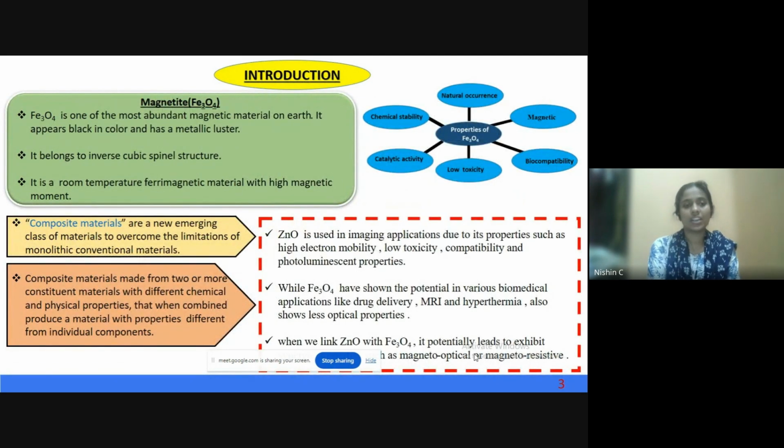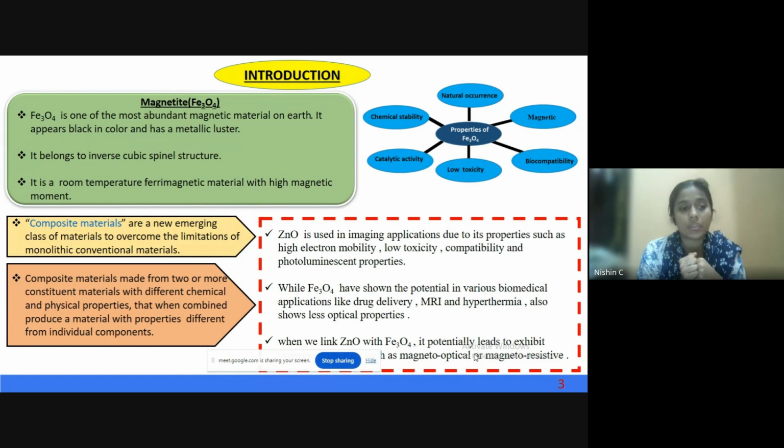Introduction. Fe3O4, magnetite, is one of the most abundant magnetic materials on Earth. It appears black in color and has a metallic luster. It has the inverse spinel structure, in which both Fe2+ and Fe3+ are present. Fe2+ is octahedrally coordinated and Fe3+ is both octahedrally and tetrahedrally coordinated. It is a ferrimagnetic material at room temperature. It has a high magnetic moment and low coercivity. It shows other properties like natural occurrence, magnetic property, biocompatibility, low toxicity, chemical stability, and catalytic activity.